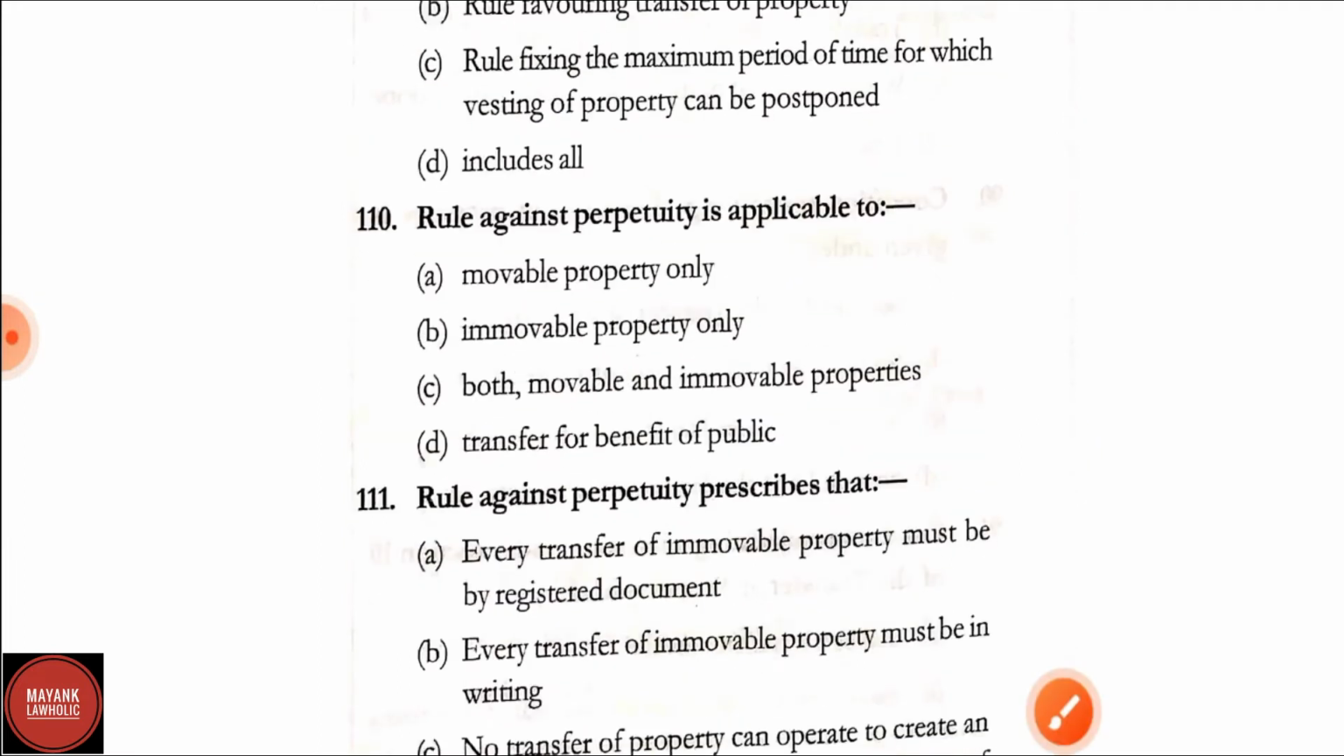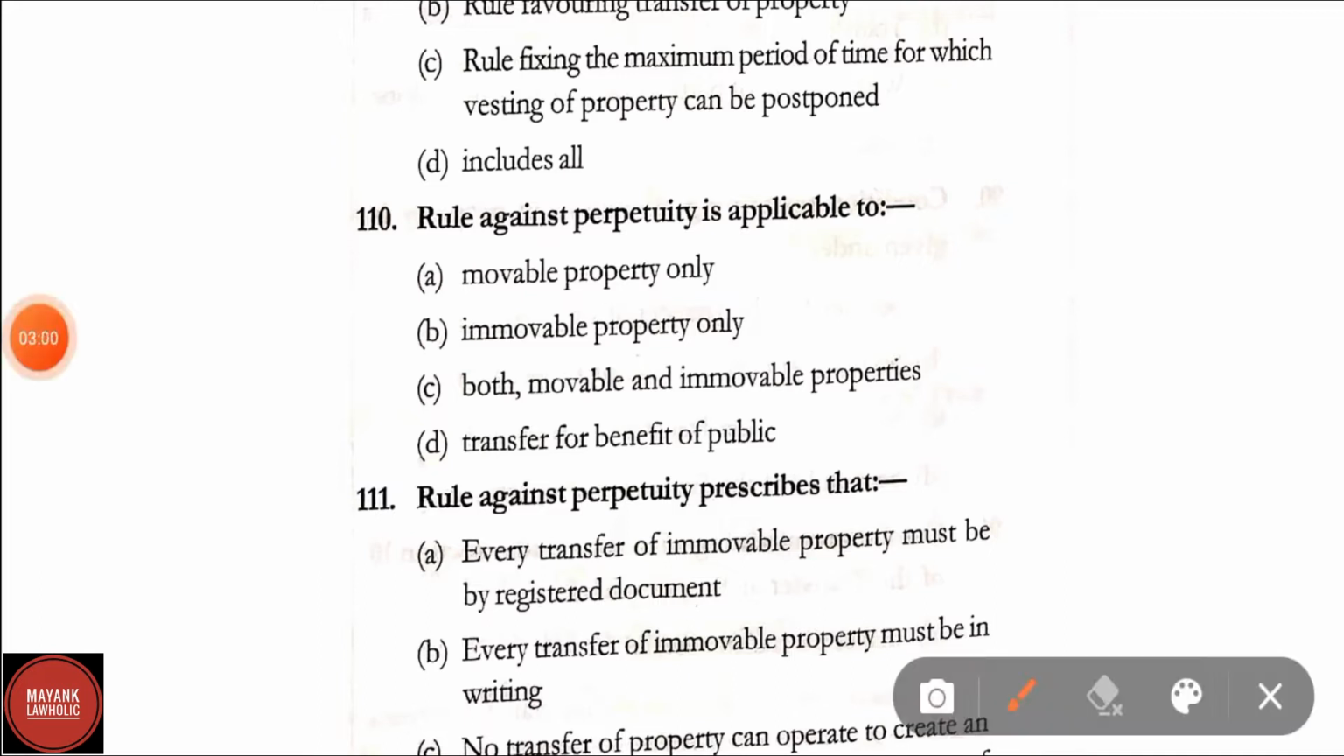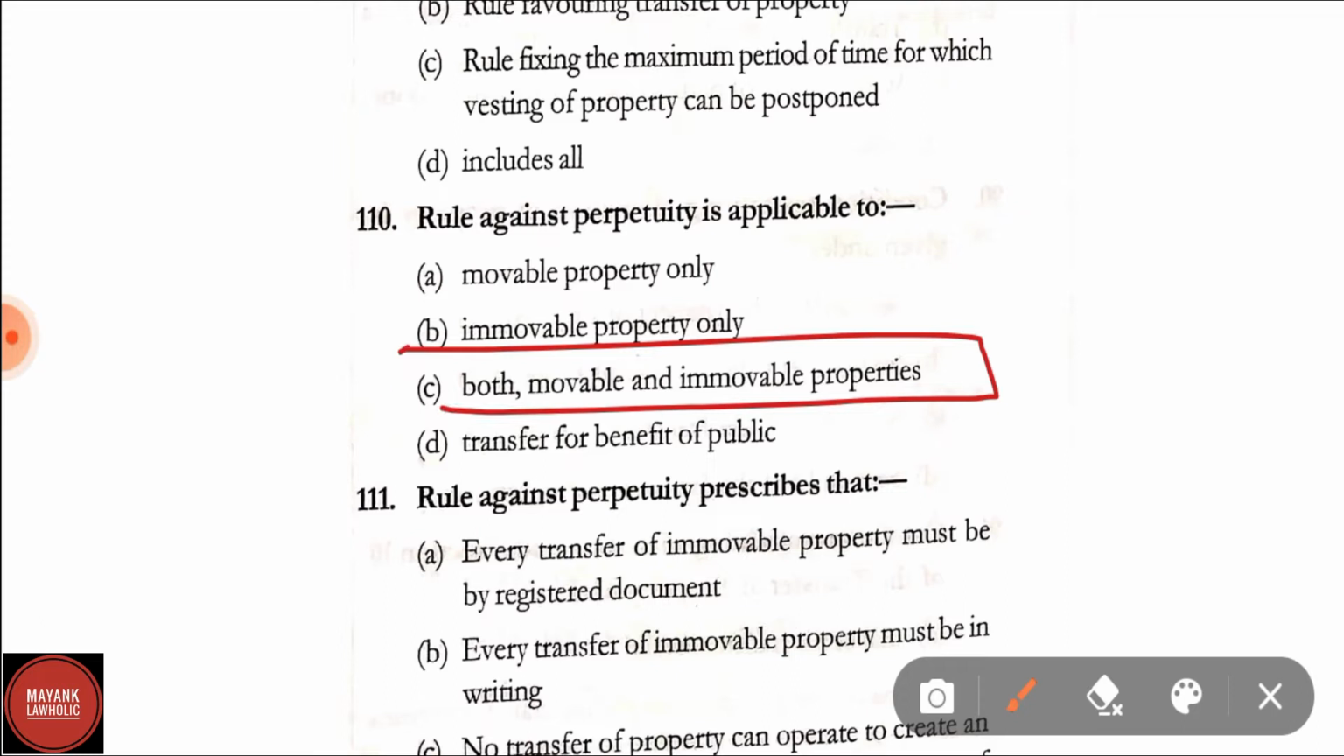Question number 110. Rule against perpetuity is applicable to movable property, immovable property, both movable and immovable properties, or transfer for the benefit of the public. Here the correct answer is option C, that is both movable and immovable properties.